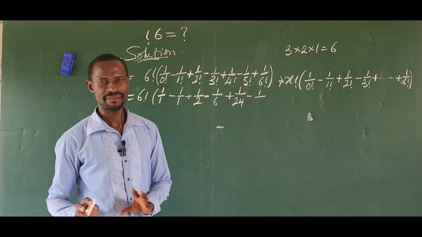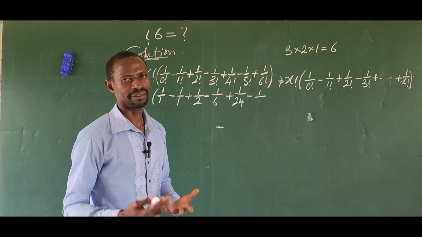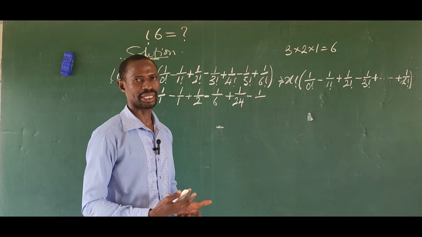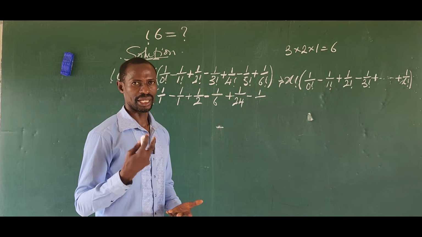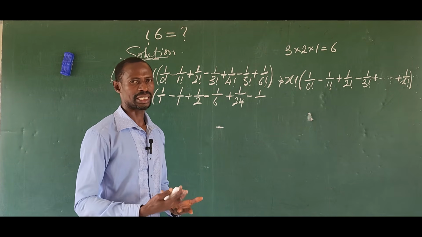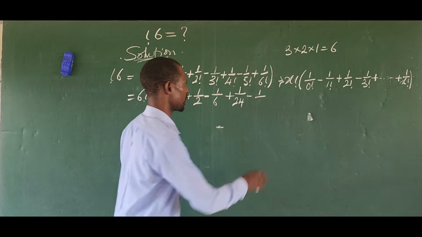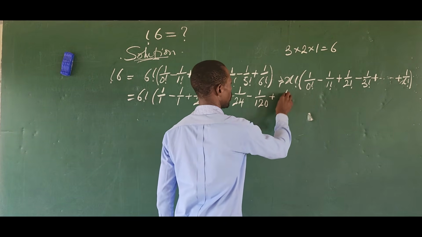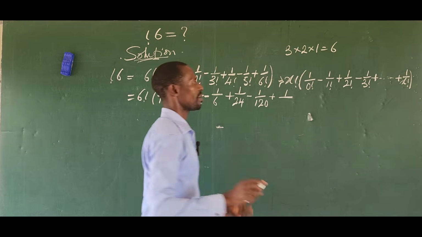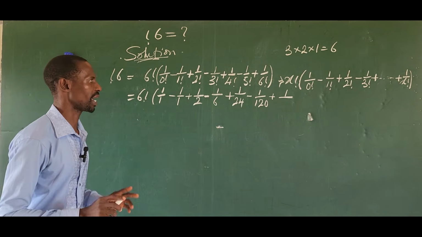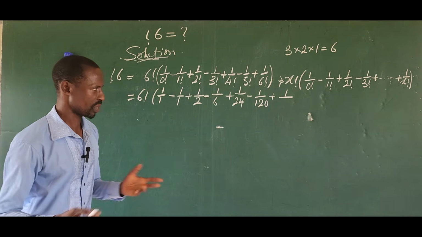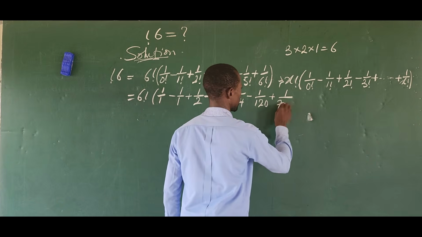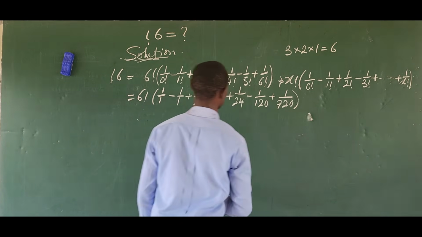So our 5 factorial will give us 5 times 4, which is 20, 20 times 3, which is 60, 60 times 2 will give us 120. So here we have 120, then plus 1 all over our 6 factorial. If we multiply out, that will give us 720, right? That's what we have here, 720, close bracket.